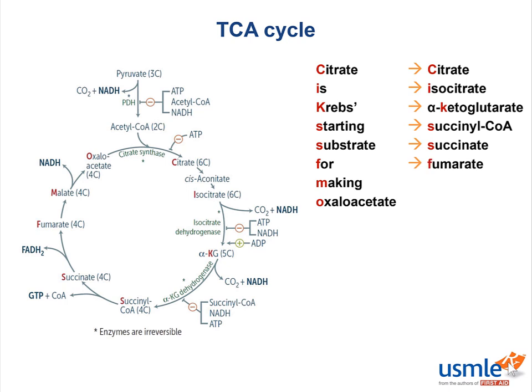And I also like to remember, as you can see in the diagram, that the only FADH2 molecule that is produced is also produced with fumarate. Then we get malate and finally oxaloacetate. So I hope that helps. You may have to go through it a few times.